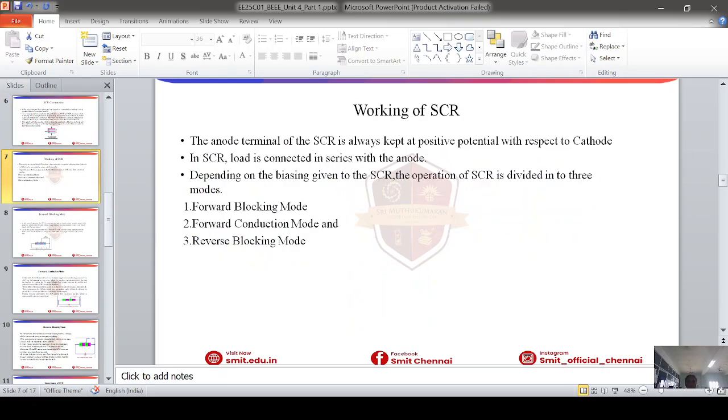Then working of SCR. SCR operates with the anode positive with respect to the cathode. Depending on the applied voltage and gate signal, it operates in three modes: forward blocking mode, forward conduction mode, and reverse blocking mode.